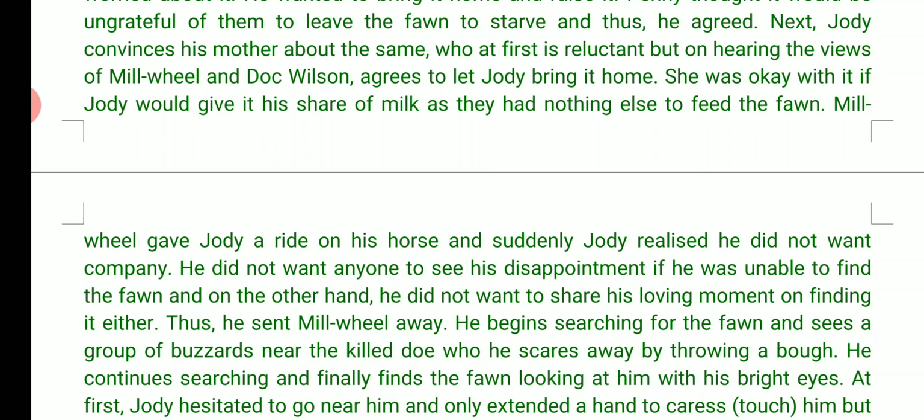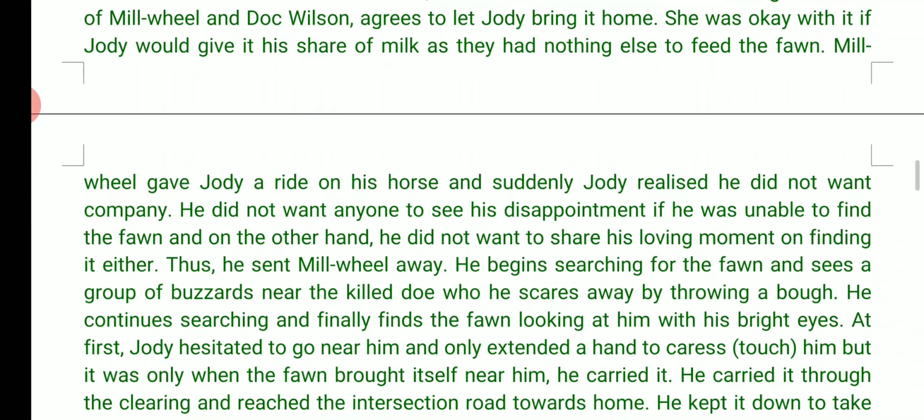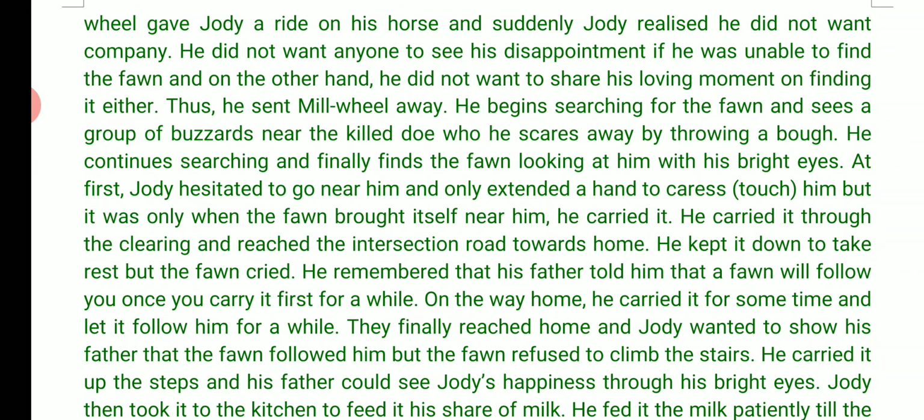At first, Jody hesitated to go near him and only extended a hand to caress, that means to touch him, but it was only when the fawn brought itself near him that he carried it. He carried it through the clearing and reached the intersection road towards home.